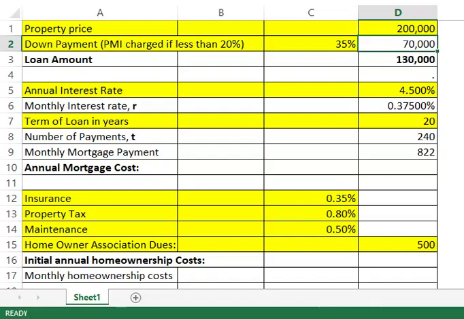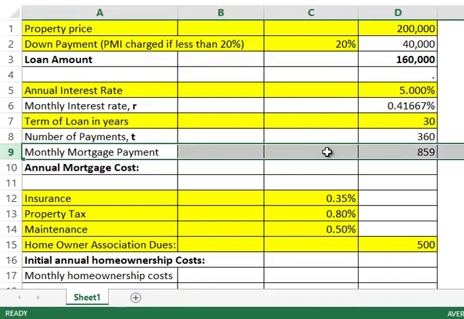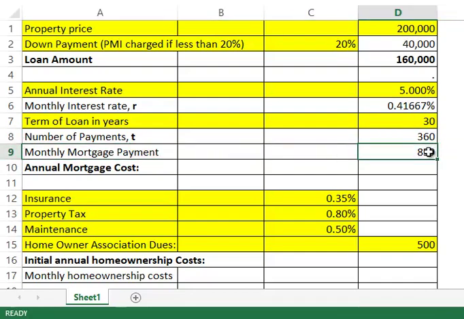So we got 200,000. Down payment was 20%. Okay, so loan amount was $160,000. Annual interest rate 5%. Monthly interest rate 0.41667%. Term of loan 30 years. Number of payments 360, and there our monthly mortgage payment is back to the original one we had, which is $859 per month. Okay, so let's just make sure we got the original numbers back in.